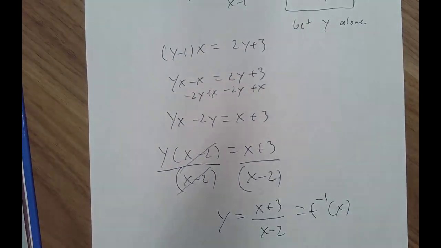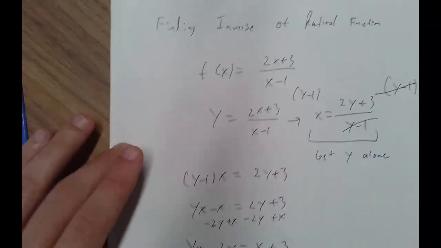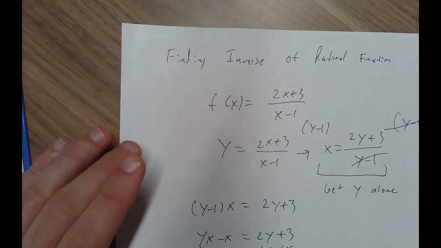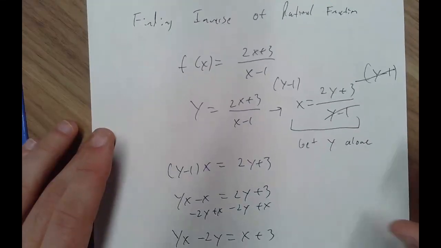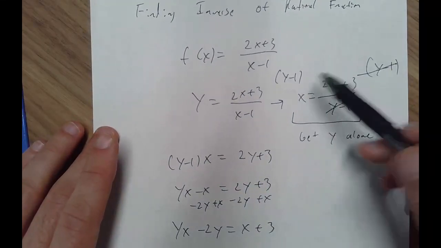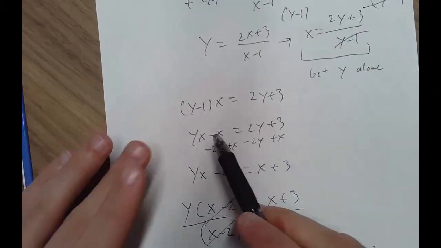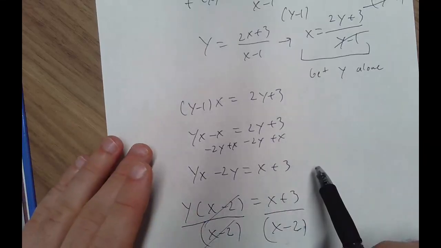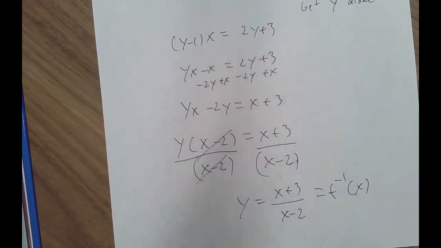Okay, so I'm going to recap that just to make sure you understand. When you get a rational function that you want to invert, normal stuff: you change it to y, you switch the x's and y's. To get the y alone, we multiply by its denominator, multiply it through, group the terms, anything with a y on the left side, anything without a y on the right side, factor out the y, then divide by that factor. That's it.